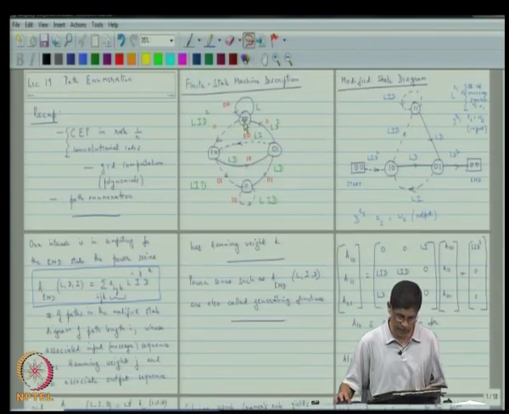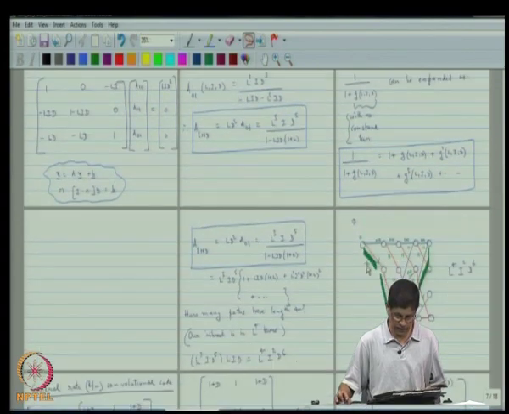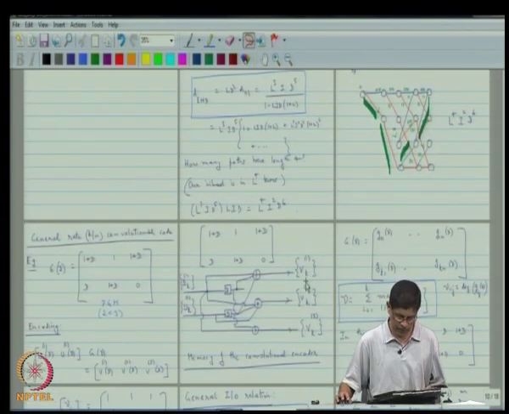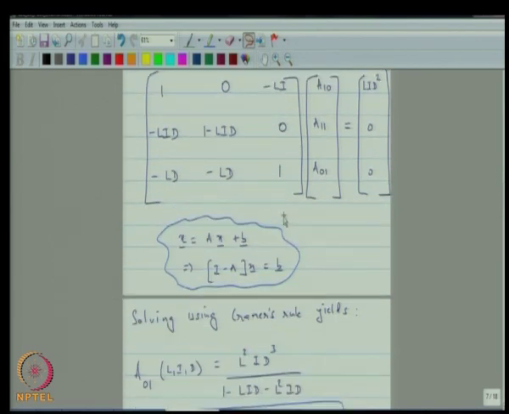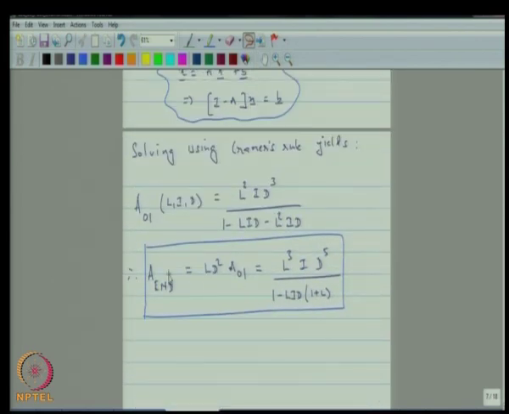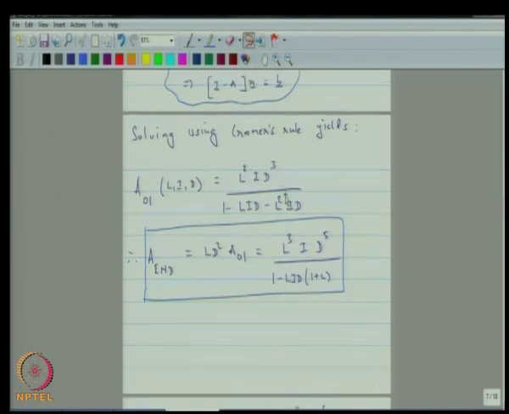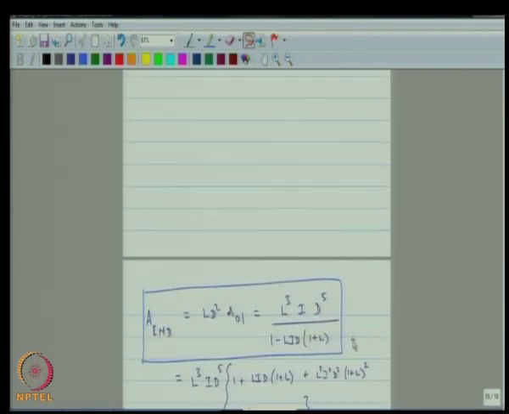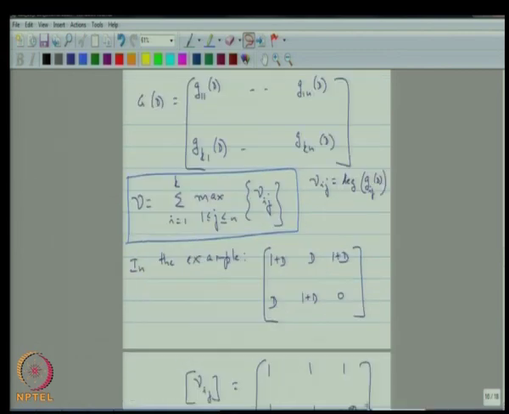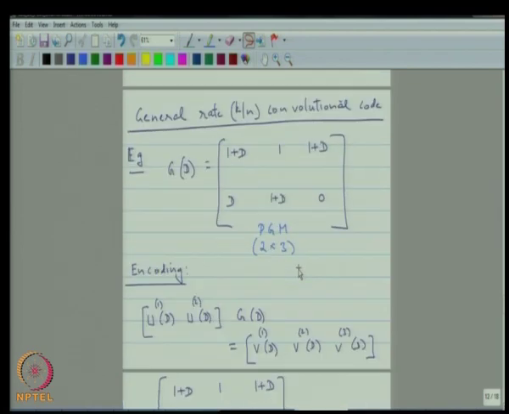Here we used the modified finite state machine and the modified trellis to derive the generating function, which gives you all the information about the various paths in the form of a power series, where the coefficients tell you how many paths have a certain length, certain information weight, and certain Hamming output weight. Then we went on to talk about a general rate k by n convolutional code, which we did by an example and then took up the general case.